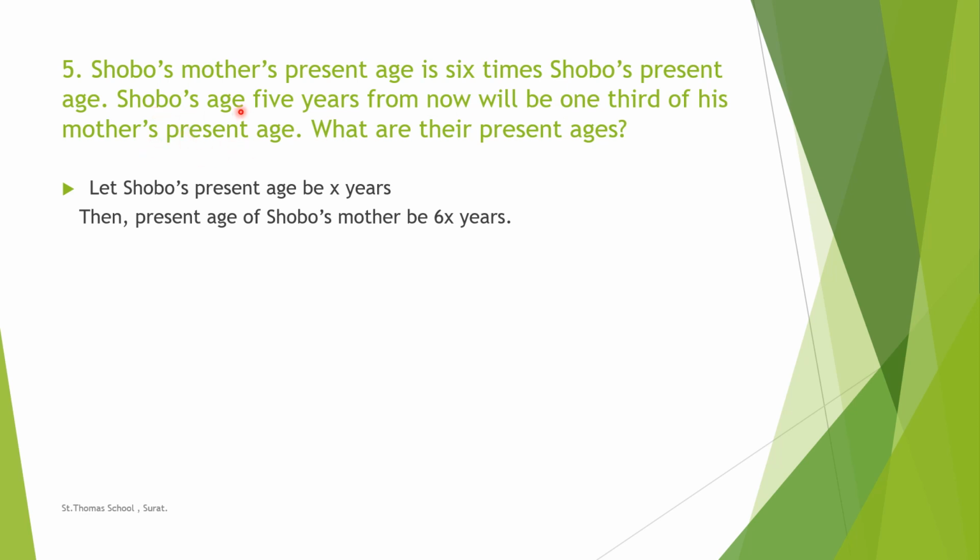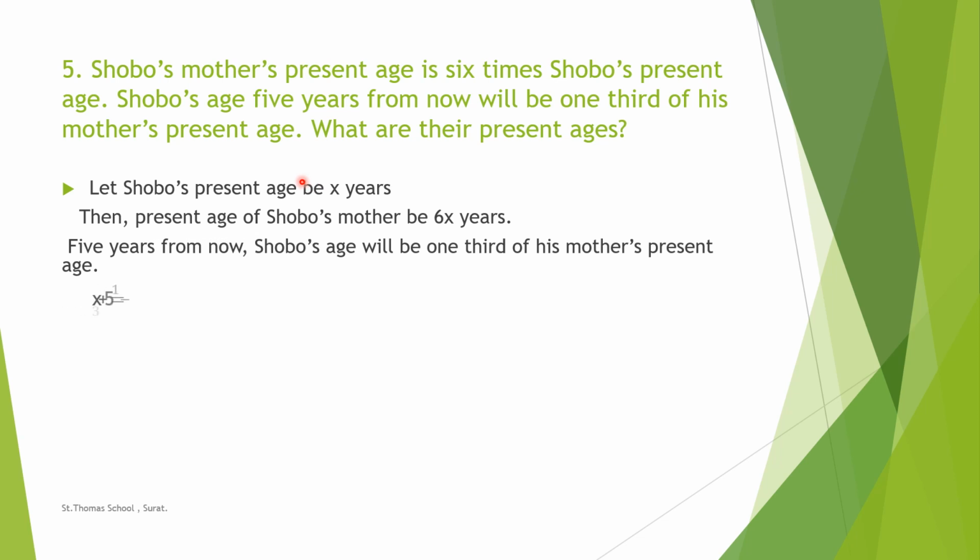So, what is Shobo's age? After 5 years, now he is x years. So, after 5 years, x plus 5 is equal to one third. What is the meaning of one third? 1 by 3 of his mother's present age. His mother's present age is 6x. Of means multiplication. So put bracket 6x. It's clear now.